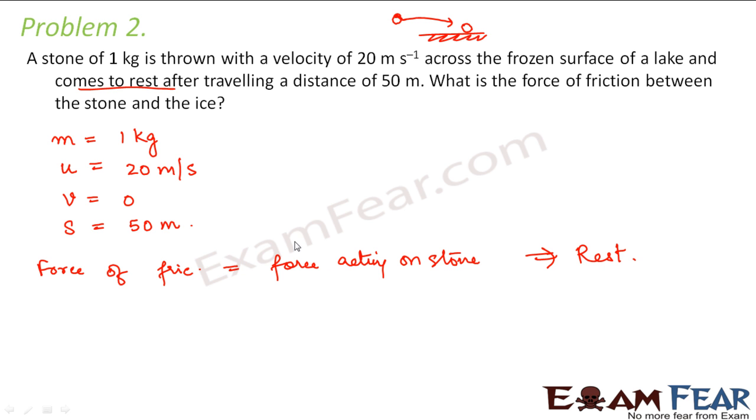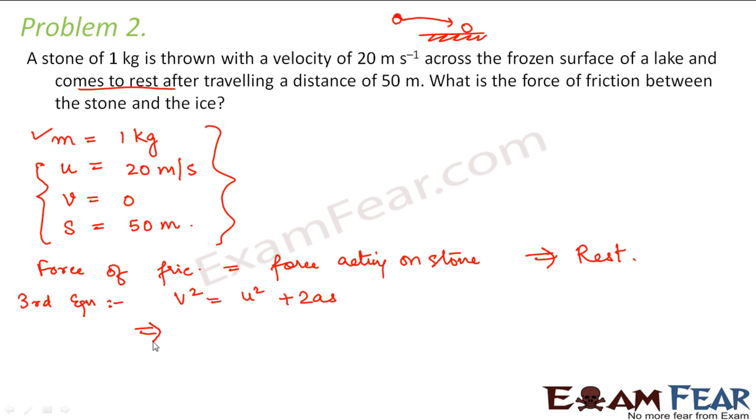Now we can calculate the force which is acting on the stone with the help of these data. How can we calculate this force? From Newton's second law, force is equal to mass into acceleration. Mass is given here, acceleration we have to find out from these three values. So we can find that from the third equation of motion, that is v square is equal to u square plus 2as. So from this we can say 0 is equal to 20 into 20 plus 2a into 50.